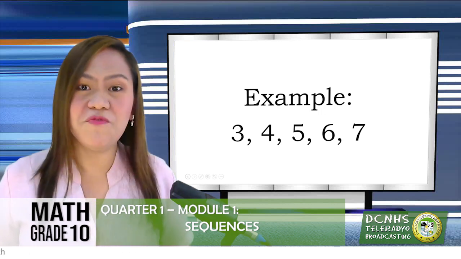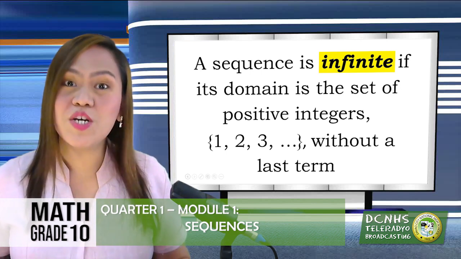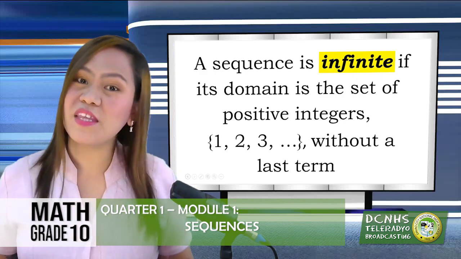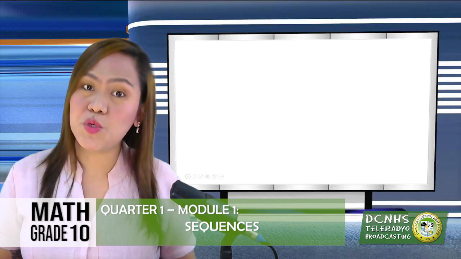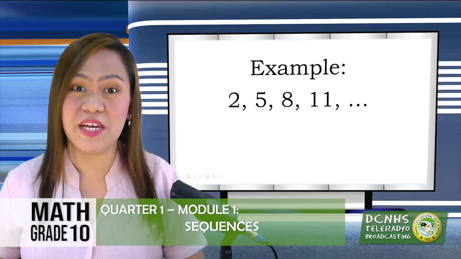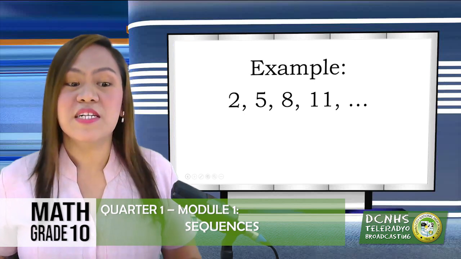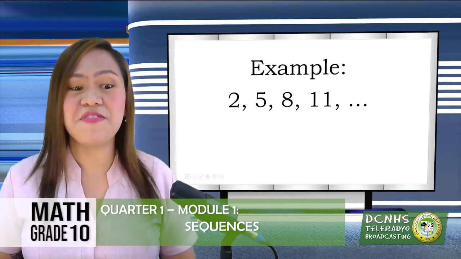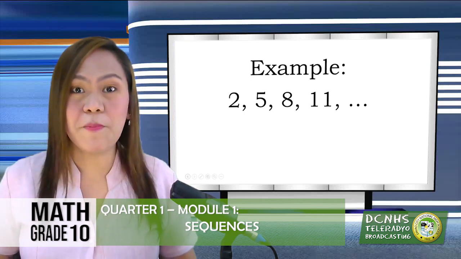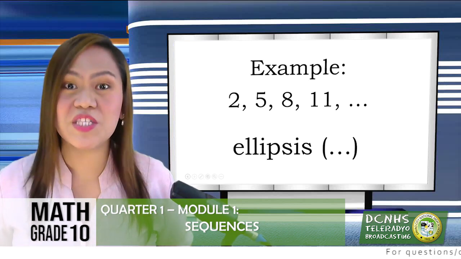A sequence is infinite if its domain is the set of positive integers 1, 2, 3, and so on, without a last term. Example, in the sequence 2, 5, 8, 11, and so on, the first term is 2. The second term is 5, and so on. Since the sequence has no last term, then it is an infinite sequence. An ellipsis, represented by 3 dots, is used to signify that a sequence continues.